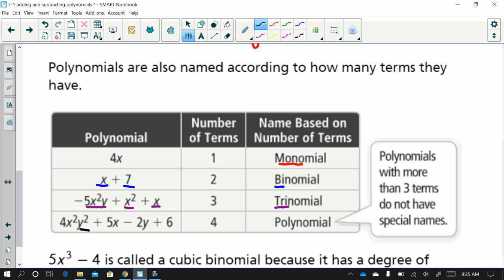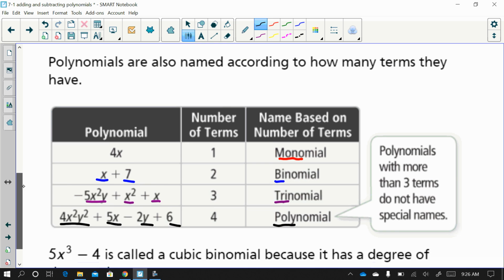And finally, 4x squared y squared plus 5x minus 2y plus 6. 1, 2, 3, 4 terms, we just call it a polynomial. Once we hit 3, anytime you go 4 or above, we just call it a polynomial. Again, you want to make sure this chart is in your notes because that's very useful. Okay, again, poly means many.